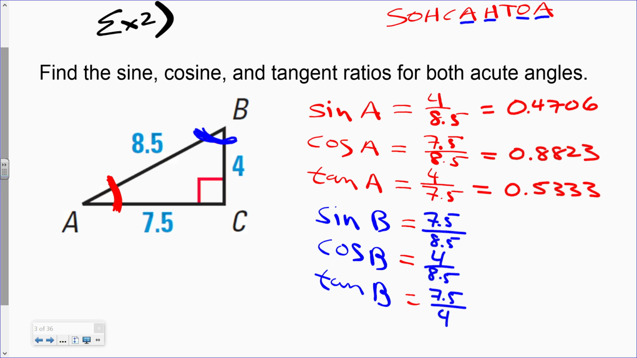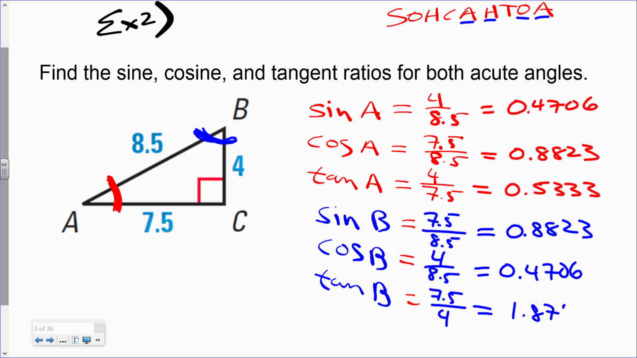Cool. 7.5 divided by 8.5, we already did up here. It was the cosine of A, so I'm just going to copy that one down: 0.8823. Cosine of B, that's the sine of A. Look at 4 divided by 8.5. That's 0.4706. And the tangent of B, we haven't done this one yet. 7.5 divided by 4 will be 1 point what? It stops there, huh? Nice.